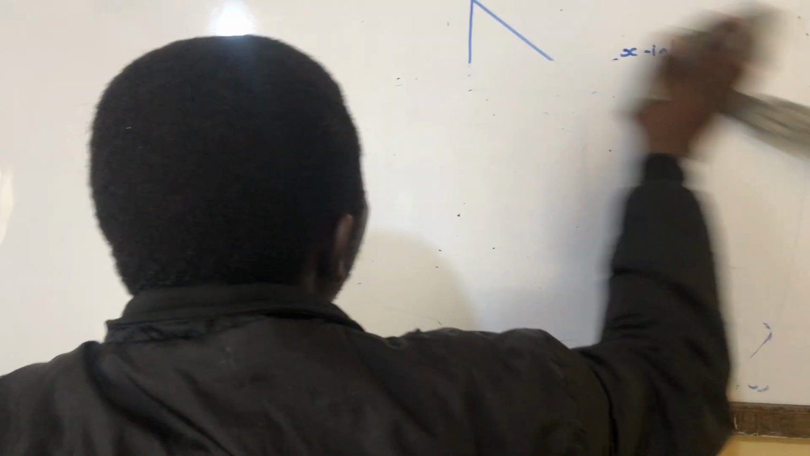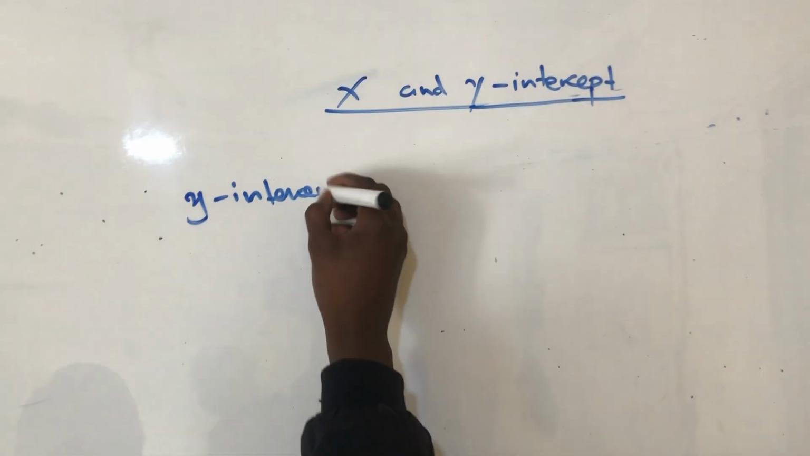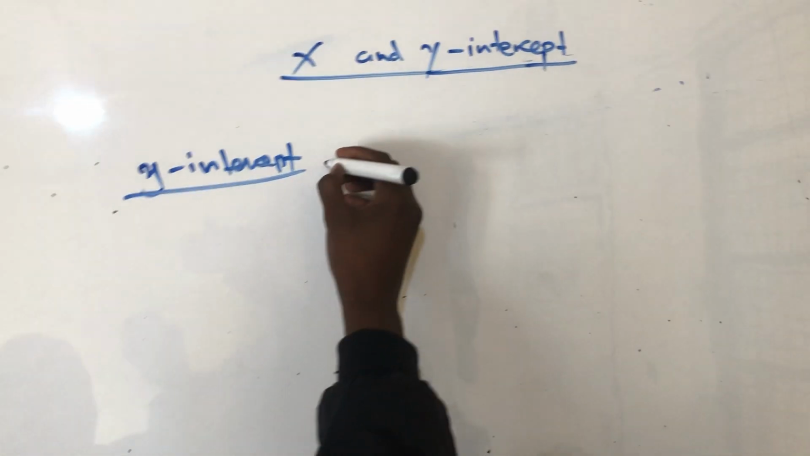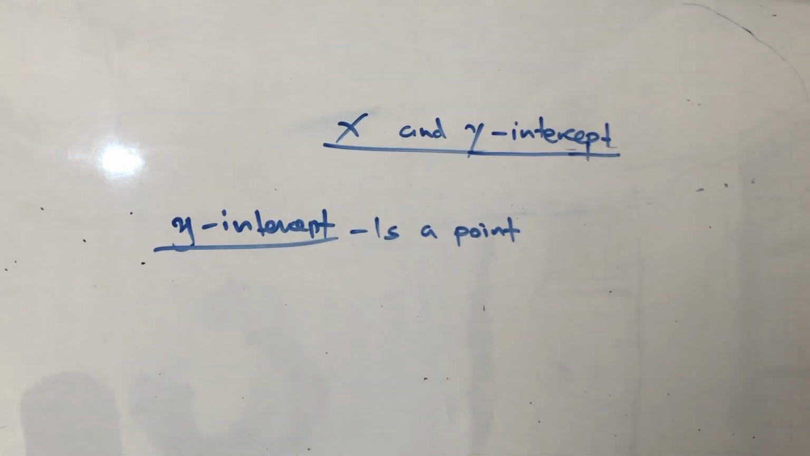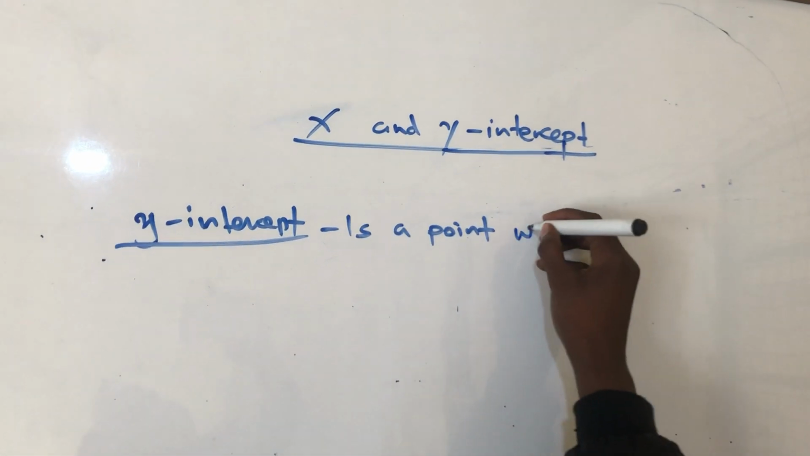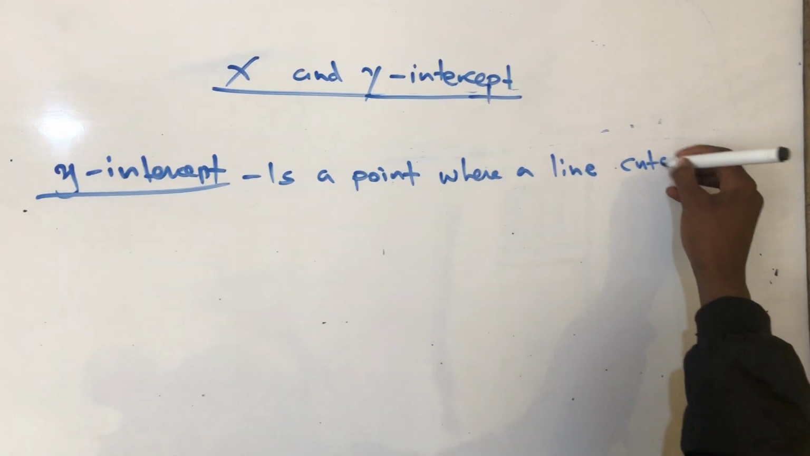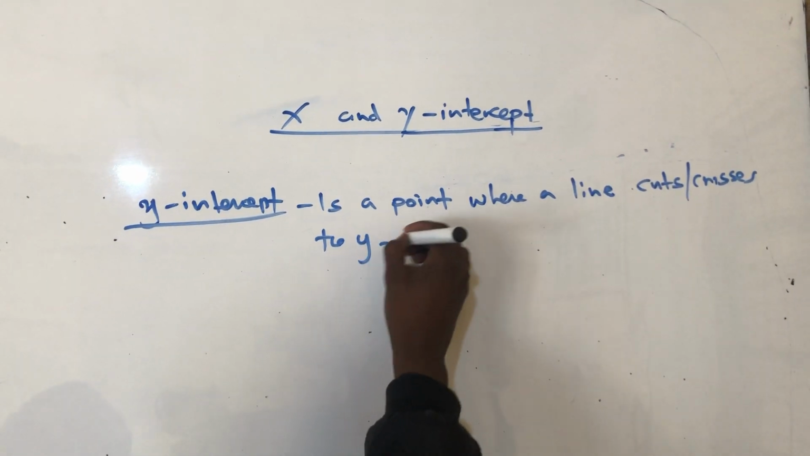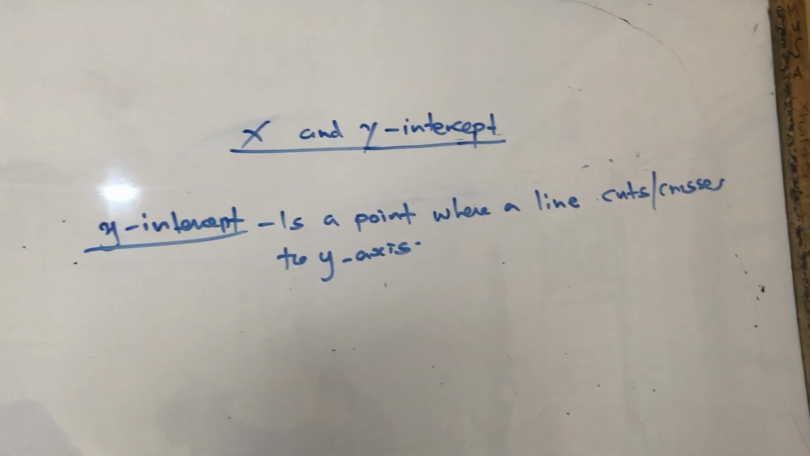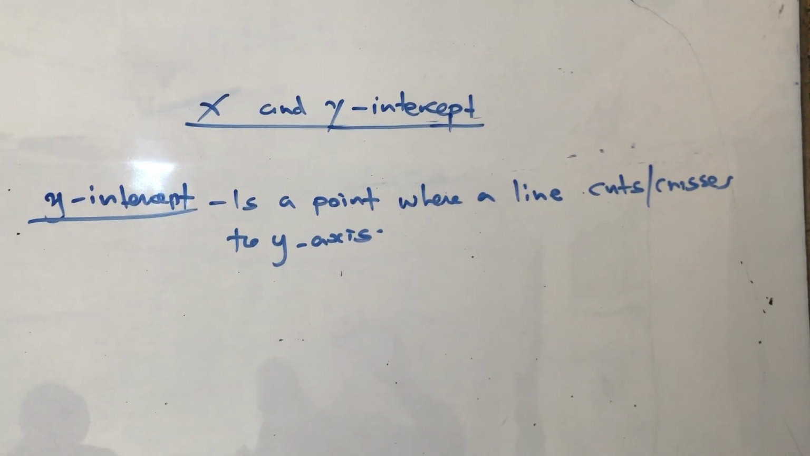Which now brings us to the next thing. The next thing I want to define here is the y-intercept. What is the y-intercept? Y-intercept is a point where a line cuts or crosses the y-axis.